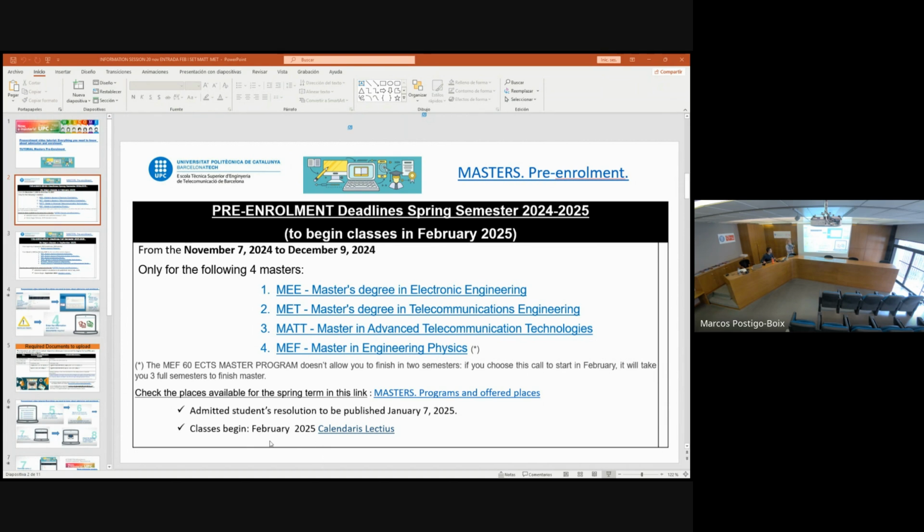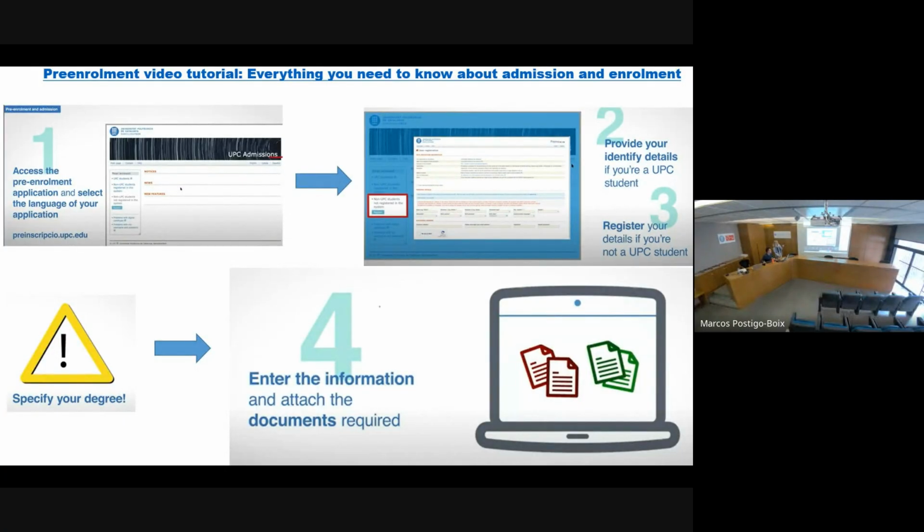Once you continue with this information, just a moment. It seems that there are some problems here. Okay, sorry about that. This presentation will be sent, so you have the information there, but mainly I was explaining that you need to go to this UPC admission site, give your details, and then specify from a drop-down menu your bachelor degree.